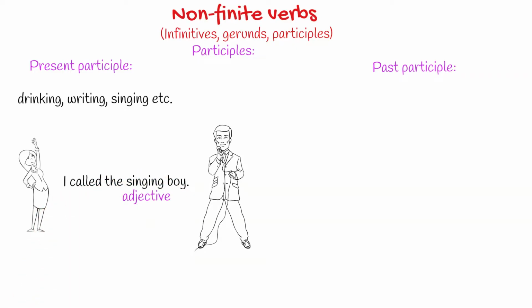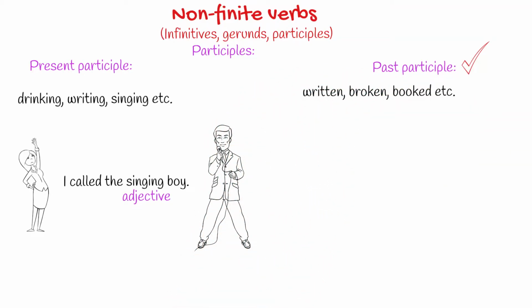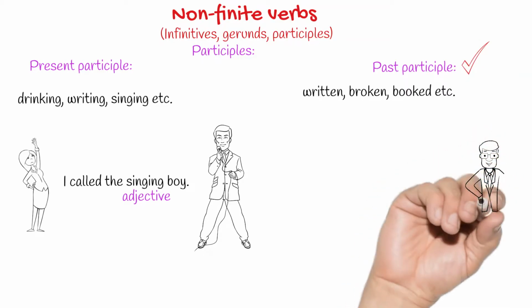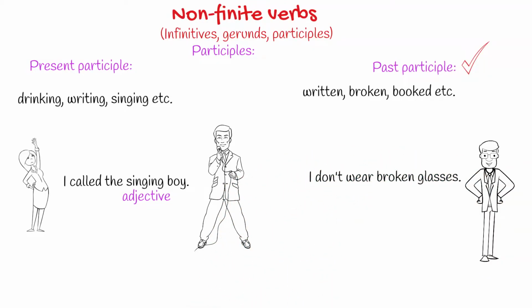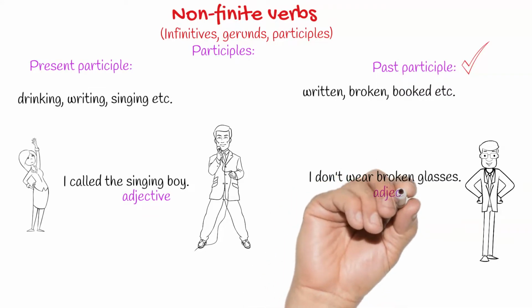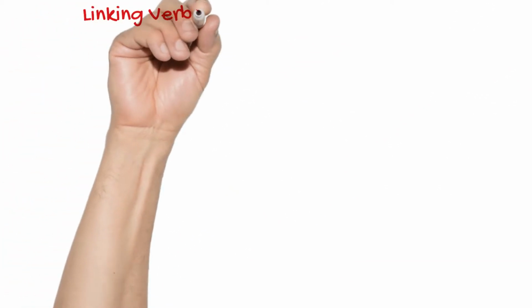Another type of participle is the past participle, that is the V3 form of a word, such as written, broken, and spoken. These two can function as an adjective, as in, I don't wear broken glasses. Here, broken describes glasses, performing the function of an adjective. So friends, all we have discussed now is non-finite verbs. Now let us learn linking verbs, the other name being copular verbs.